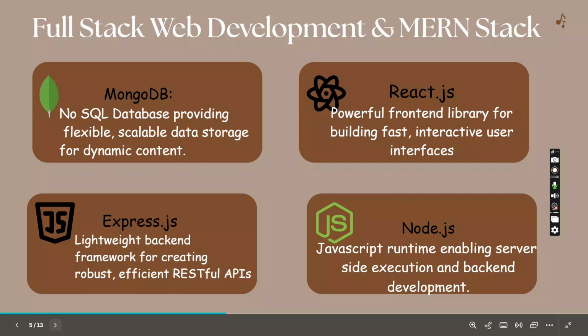Third, React.js, which is a front-end library used to build interactive user interfaces. It uses reusable components and virtual DOM to provide faster rendering. Finally, Node.js, which is a runtime environment that allows JavaScript to run on the server side. The biggest advantage of the MERN stack is that we use JavaScript everywhere, which makes faster development easier and more consistent.